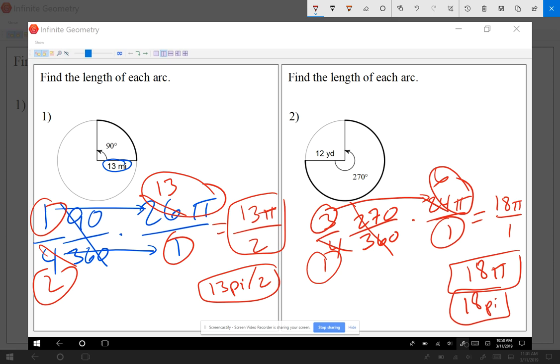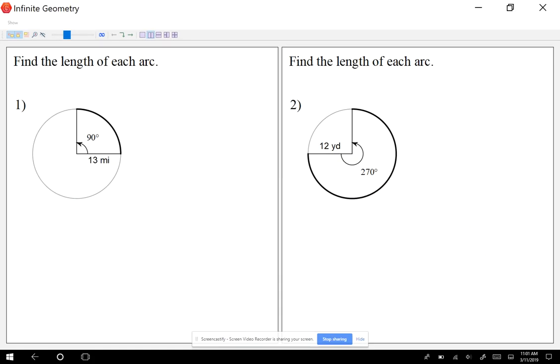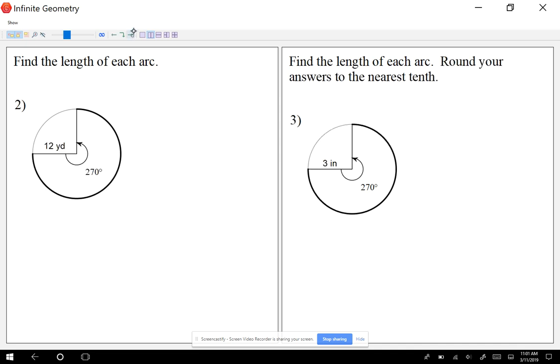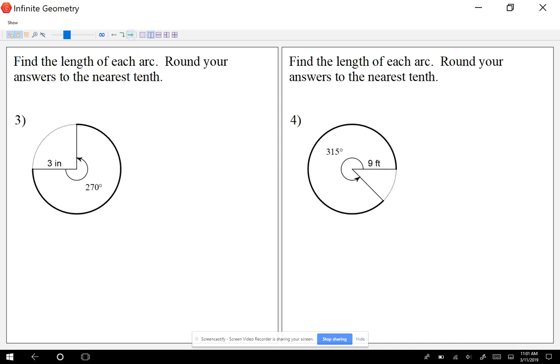Now, to make it a little more realistic, because I know in the real world, you're not going to call everything, oh, the area of this or the length of this is something pi. I'm not going to call that. Let's say I'm building a fence for a park. So I'm going to change the instructions to round your answer to the nearest tenth.